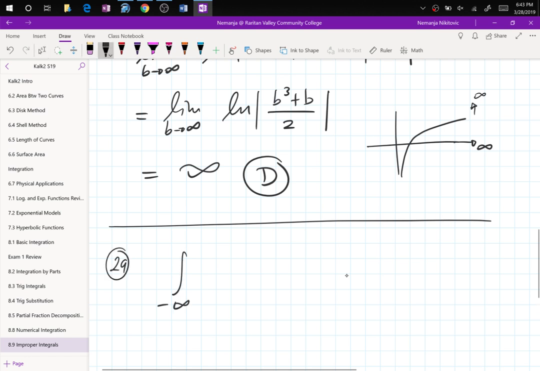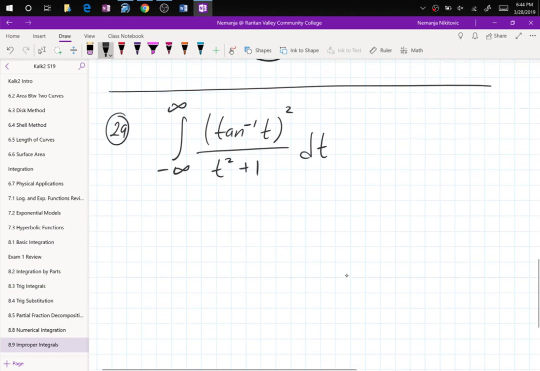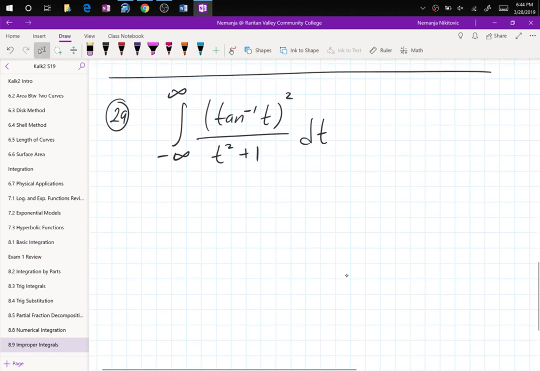Problem 29. From negative infinity to positive infinity of tangent inverse of t squared divided by t squared plus 1 dt. Is this type 1 or type 2? Type 1. We can see infinities, right? So we're technically done with the lecture. Now let's go talk integration.